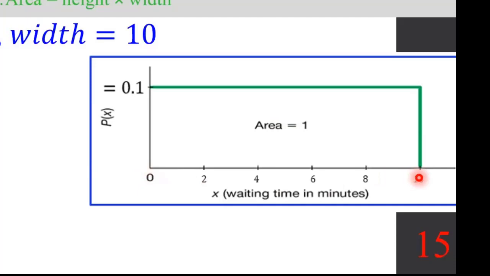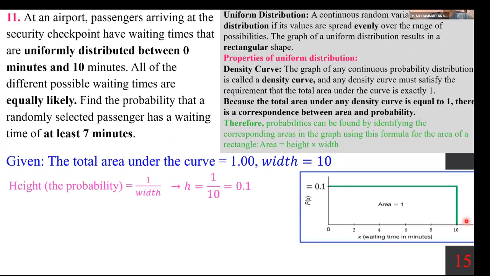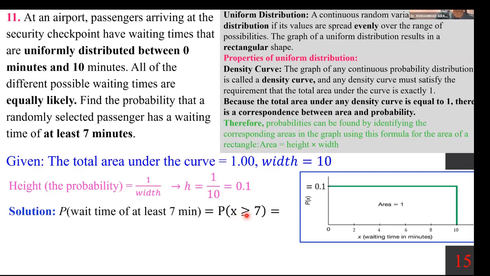Uniform distribution is a continuous distribution. The total area under the curve represents the total probability, therefore it's equal to 1. If the area is 1 and this distance is 10, then the height must be the reciprocal of 10, 1 over 10 or 0.1. What are we looking for? At least 7, the probability of X larger than or equal to 7.